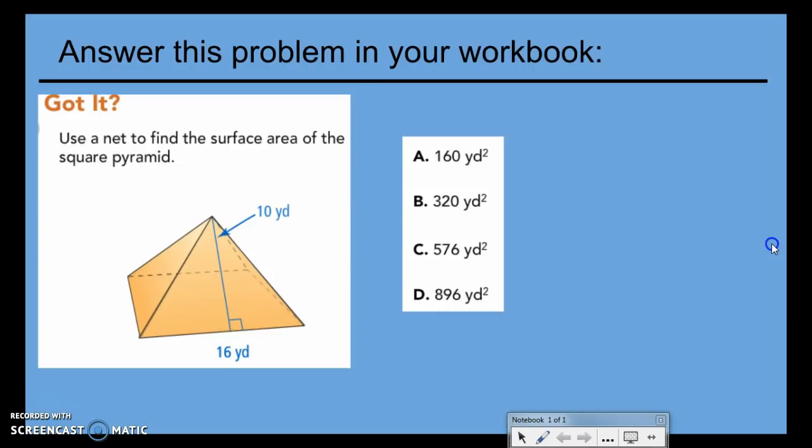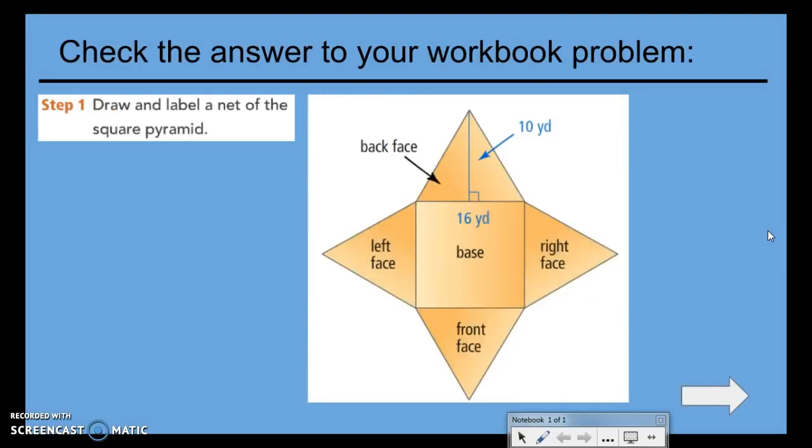Okay? Use a net to find the surface area of the square pyramid. So we're finding surface area of this square pyramid. Now what does that square pyramid tell us? Well, it tells us that we're going to have one base because it's a pyramid. And it also tells us that because it's a square, all of our lateral faces are going to be the same. Okay? So let's go on to step 1, to draw your net.